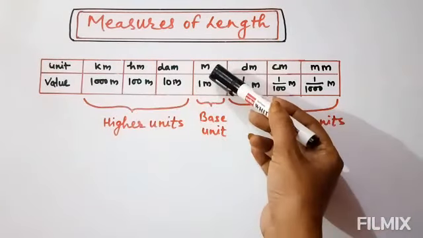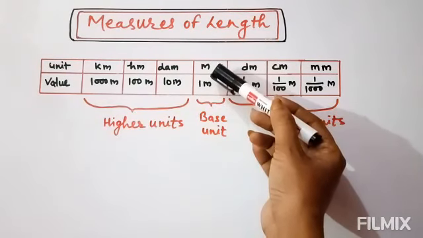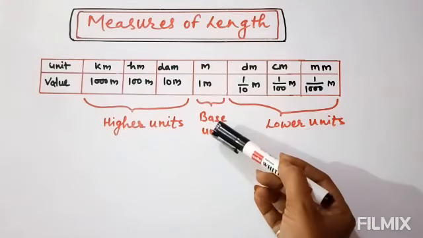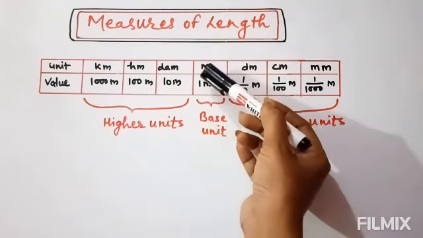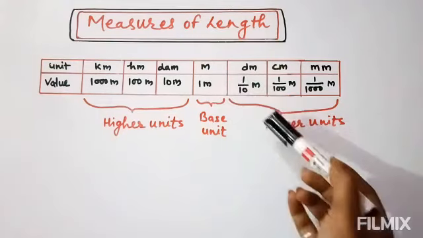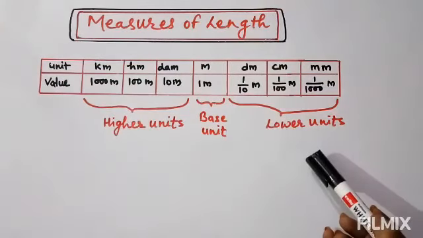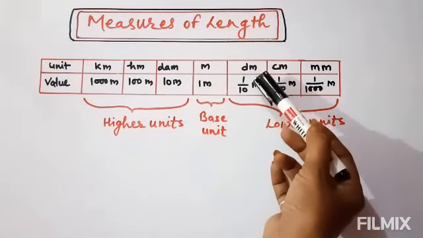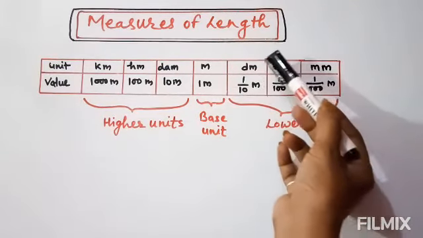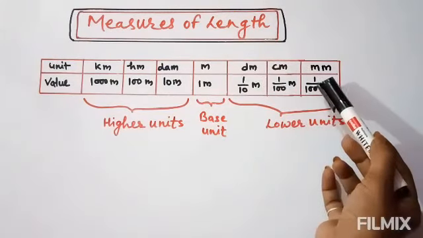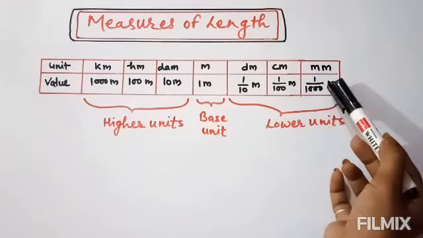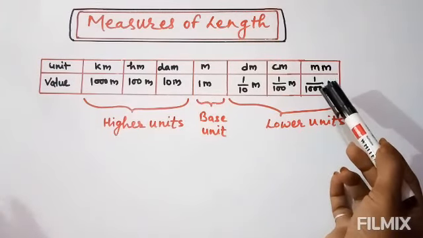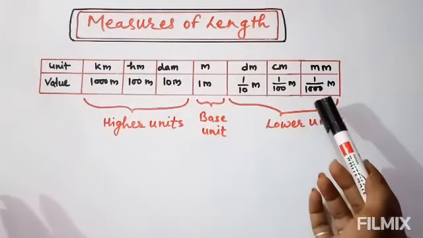Here you can see m in the center of this chart, which is meter, the base unit of length. The lower units of length are given as decimeter, which is denoted by dm, centimeter, which is denoted by cm, and millimeter, denoted by mm. Millimeter is the lowest unit of this measure of length.